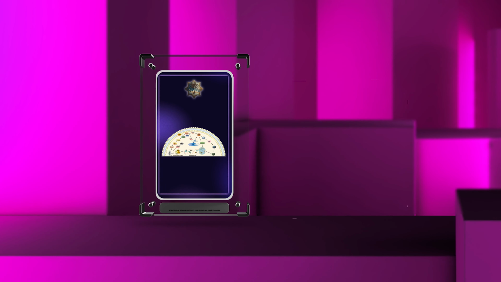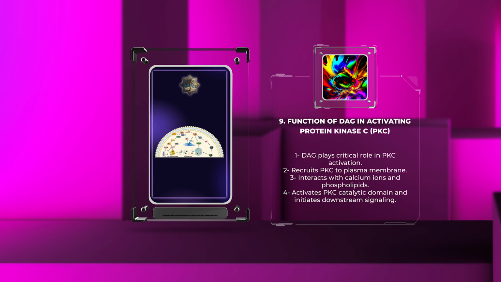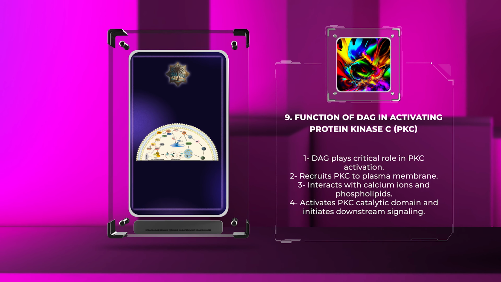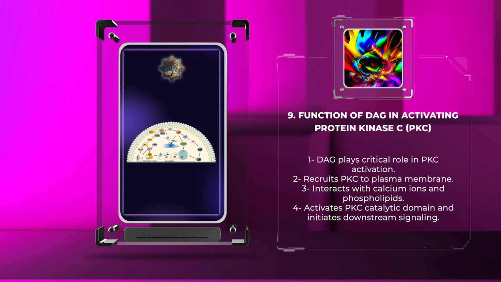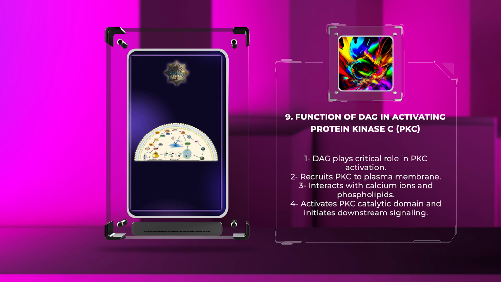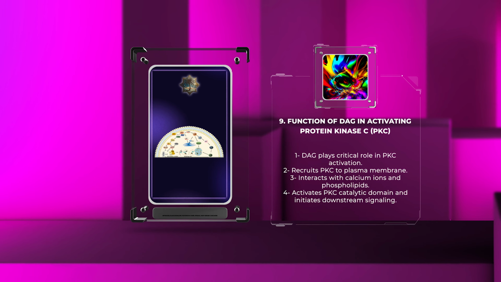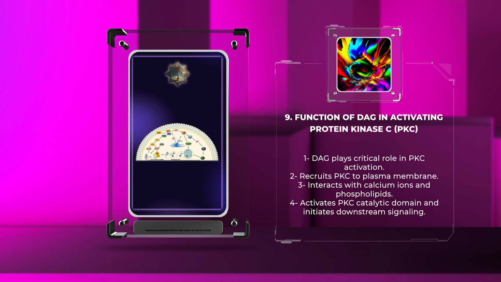DAG, a lipid second messenger, plays a critical role in the activation of protein kinase C, PKC. DAG recruits PKC to the plasma membrane, allowing its interaction with calcium ions and phospholipids. These interactions induce conformational changes in PKC, activating its catalytic domain. Activated PKC phosphorylates a myriad of protein substrates, modulating their activity and initiating downstream signaling events.